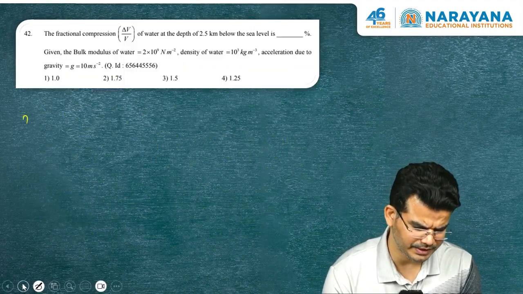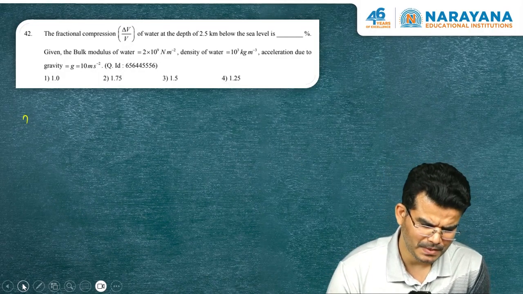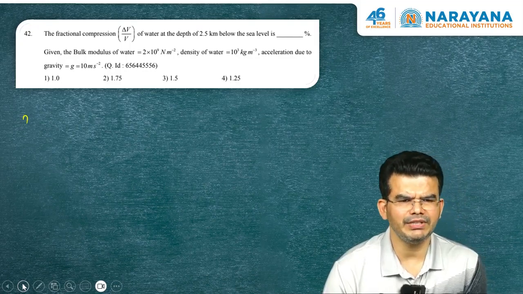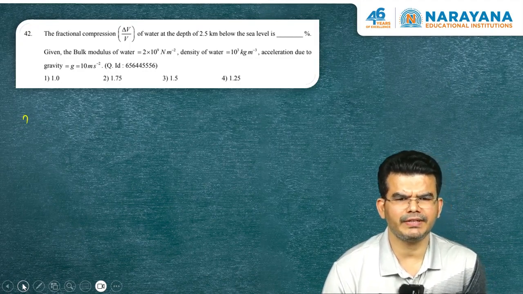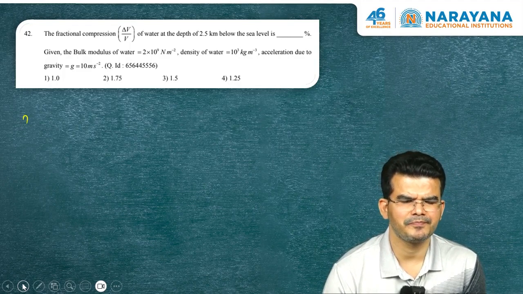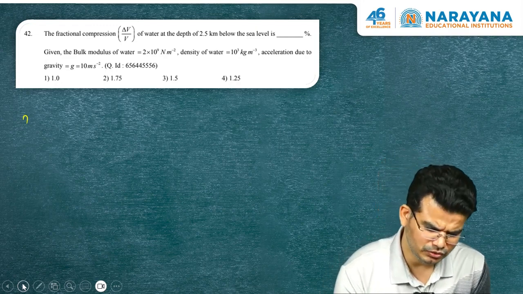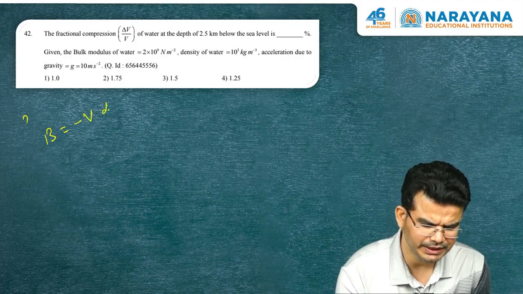Let us move to the next one, question number 42. What have we been asked? The fractional compression delta V by V of water at a depth of 2.5 kilometer below the sea level, in percentage, given that the bulk modulus of water is this, the density is given, and the acceleration due to gravity is also given. So, we know the formula for bulk modulus. Bulk modulus is minus V dP by dV.